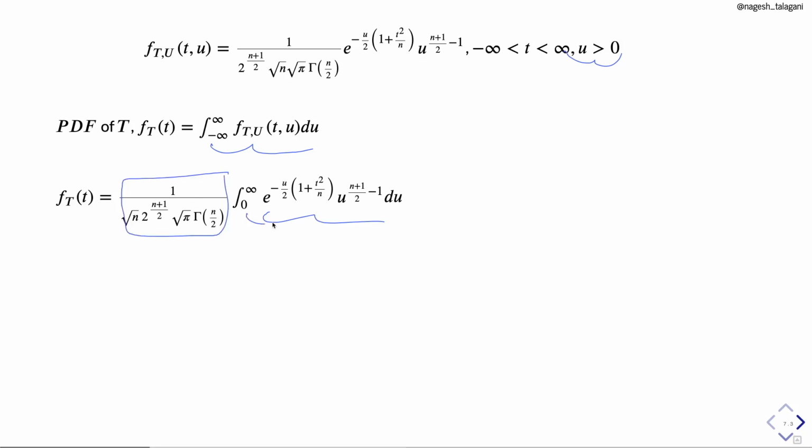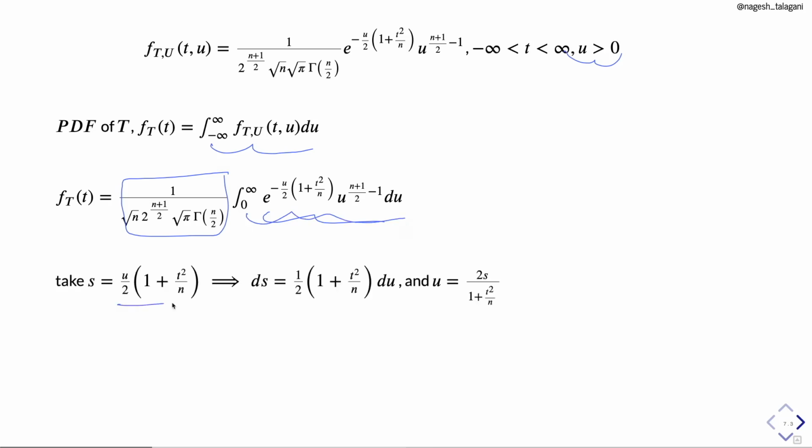Okay, now we have to integrate this one. Let us make a substitution here: s equal to u by 2 of 1 plus t square by n. Now that implies ds equal to 1 by 2 of 1 plus t square by n du. From this relation I can write u equal to 2s by 1 plus t square by n. And with this relation, the limits of s are also going to be from 0 to infinity.